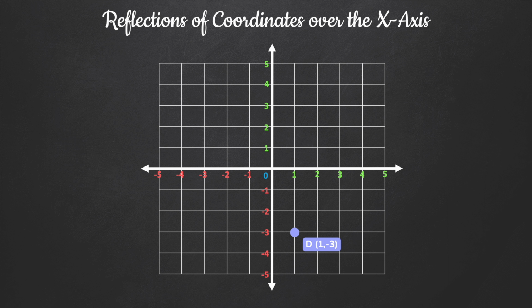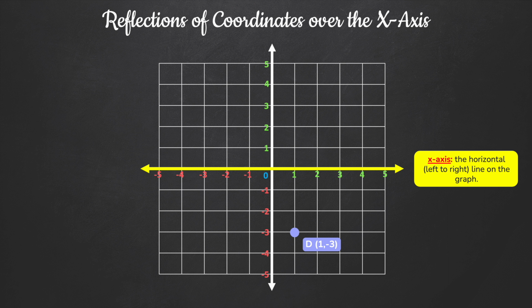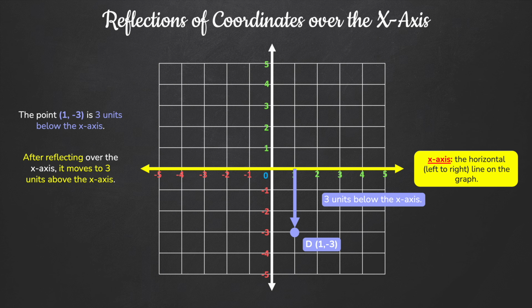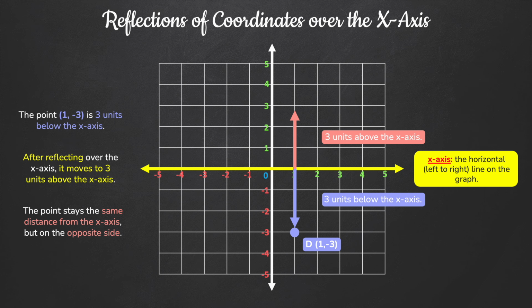Here we have our final example, which is point D. Point D is currently at 1, negative 3. Again, we're reflecting over the x-axis, which is the horizontal line on our graph. Our point D is 3 units below the x-axis. And so if we reflect that, then our new point moves 3 units above the x-axis. The point stays the same distance from the x-axis, but on the opposite side. So after we reflect D, we get D prime, which is at 1, 3.